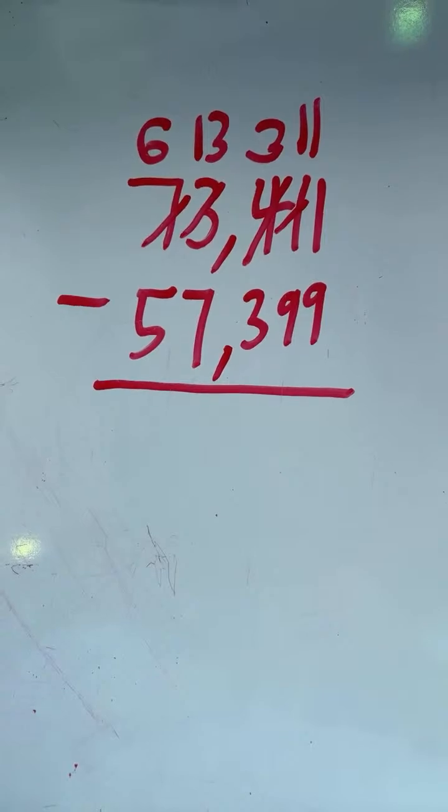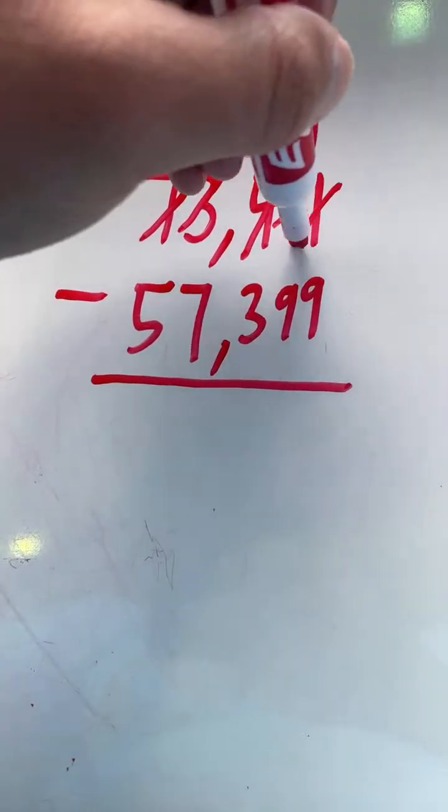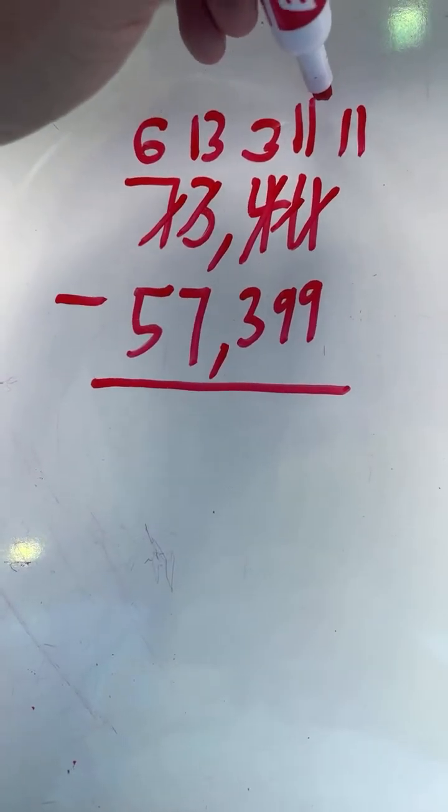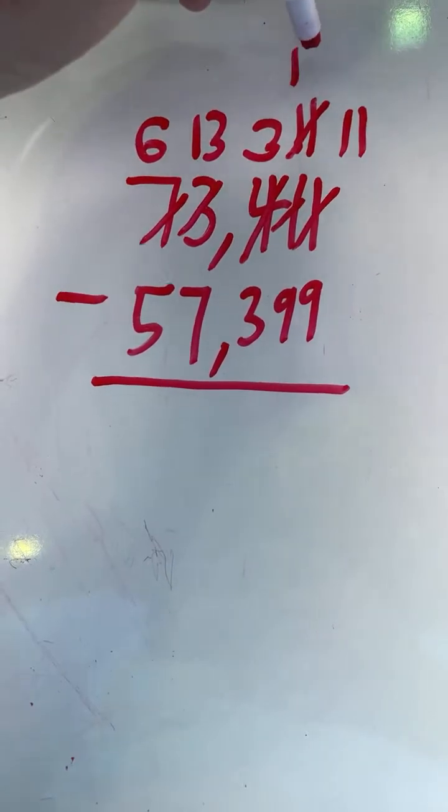Now in the ones place you can't start with 1 and take away 9, so the 1 again is going to become an 11, and then we have to take away 1 from the tens place because that's where we're taking the 10 from. The 11 is going to become a 10.